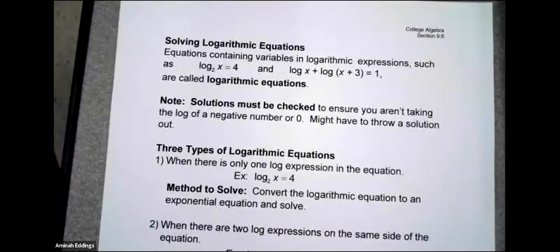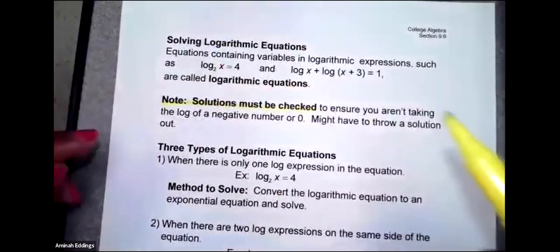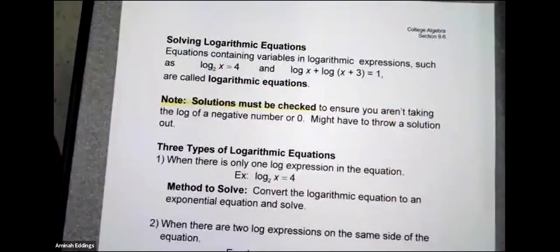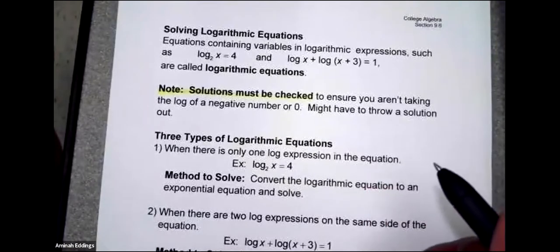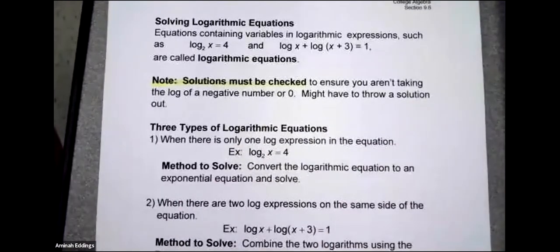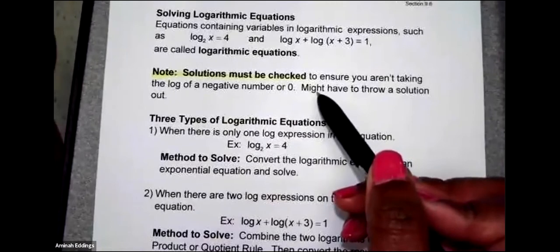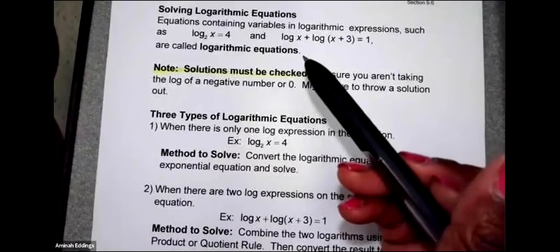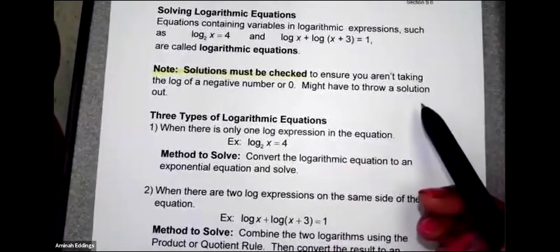Take note. You might want to highlight this or circle it. When we are solving logarithmic equations, we must check our answers to make sure that we are not taking the log of a negative number or 0. If you remember, I told you when we first started looking at logarithms that the log of a negative number is undefined. So if we plug our answer back in and we end up trying to take the log of a negative number, then we have to throw that solution out. And we'll look at an example in just a moment.